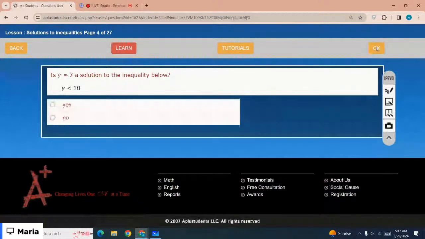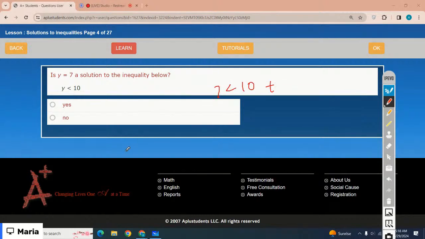Okay, the next one is: is y equals 7 a solution to the inequality, yes or no? Which is the correct option? The correct option is yes, right? Because 7 is less than 10. 7 is less than 10. That is true. So the correct option is yes, y equals 7 is the solution of the inequality. The correct option is yes, it is.